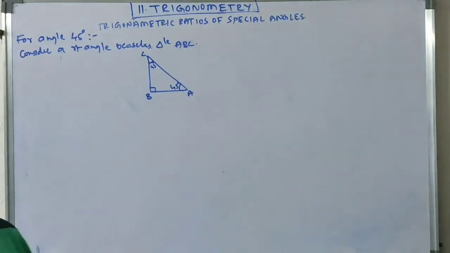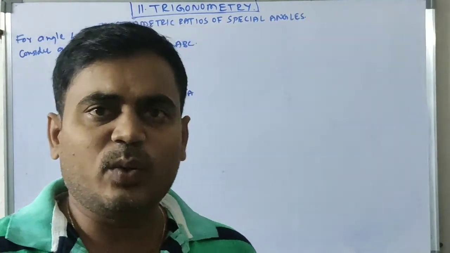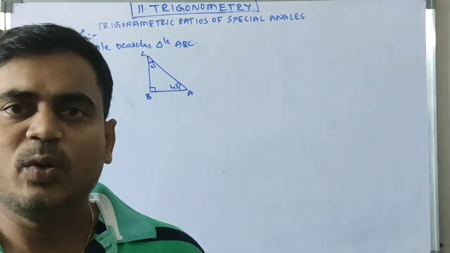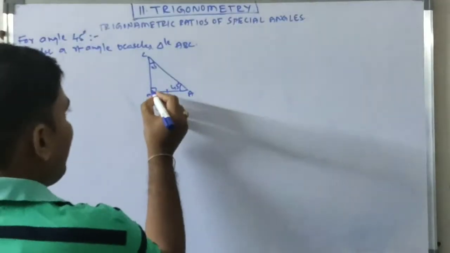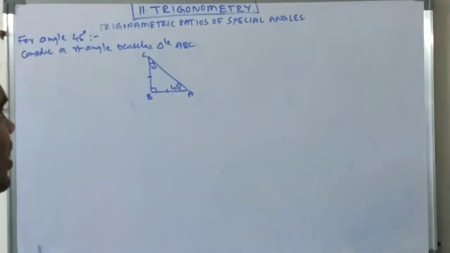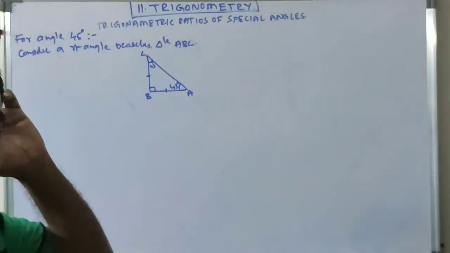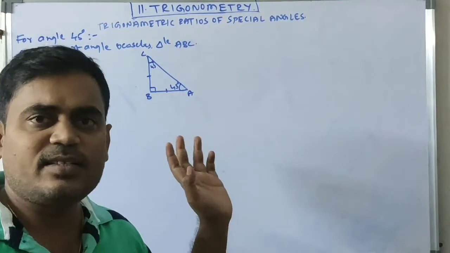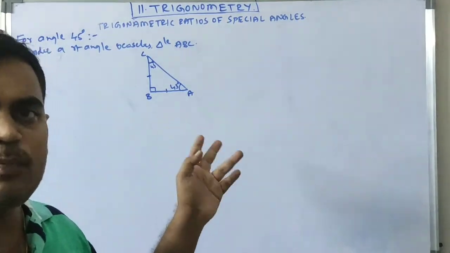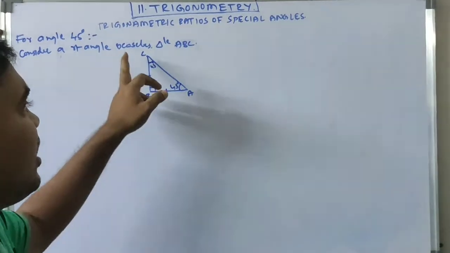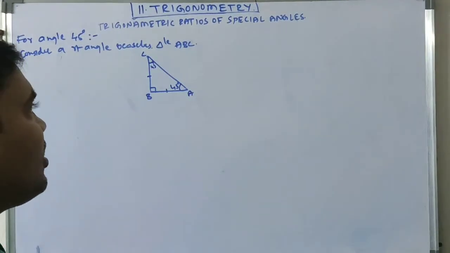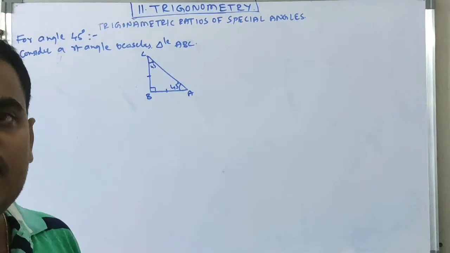In an isosceles triangle, two angles are equal and two sides are also equal. So I am taking AB equal to BC because AC is the hypotenuse. Hypotenuse is the longest of all the sides. That's why it is not possible to take it as an equal side. Hypotenuse is the longest of all the sides of the triangle ABC.